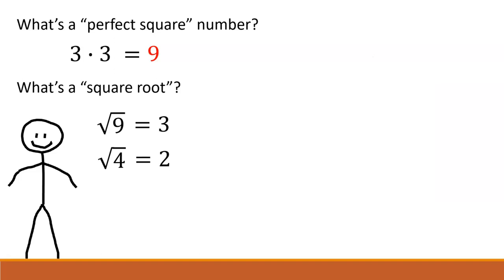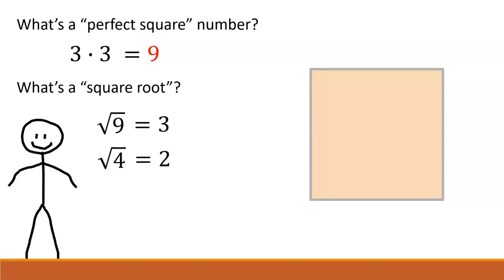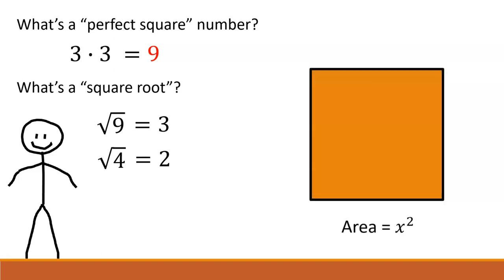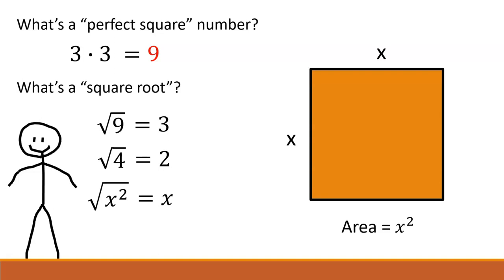Now let's generalize this a little bit more. What if I tell you we have a square and its area is x squared? Well, that means the side lengths of the square are x, so the square root of x squared is x. So can you see how squares and square roots are related to each other? Perfect. Let's keep going.